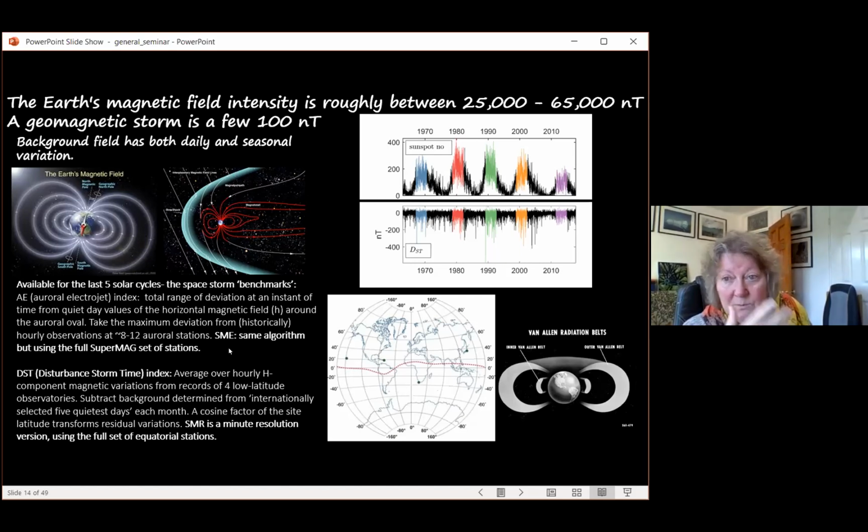One way of doing this is to construct indices, and of course we're going to talk about something like AE and SME, which is basically picking the largest positive and negative excursion in the aurora region and finding the difference between them, and SME is an improvement on that. The other one is Dst, which essentially comes from an average. You're trying to talk about the ring current, so it would be an average of 4 stations that are corrected for their position, and SMR is a minute resolution version of this. So we have these indices to try and solve this problem, and we have them for the space age, so about 5 cycles. There are other interesting things where you might get an extra cycle, but not many cycles.